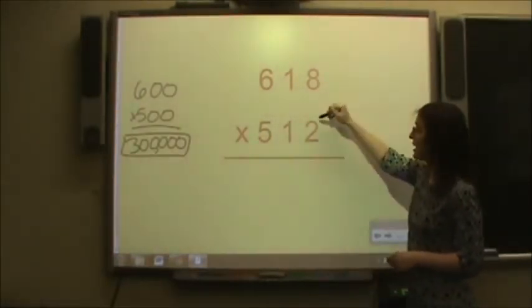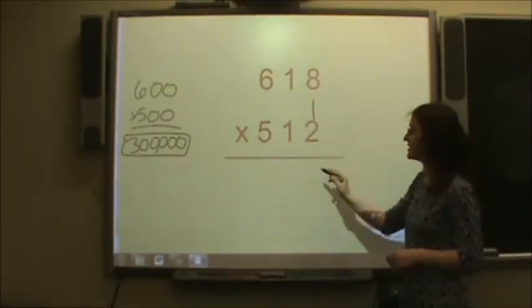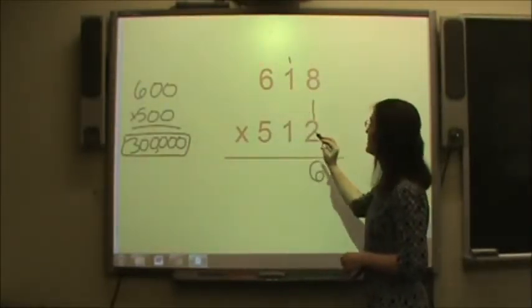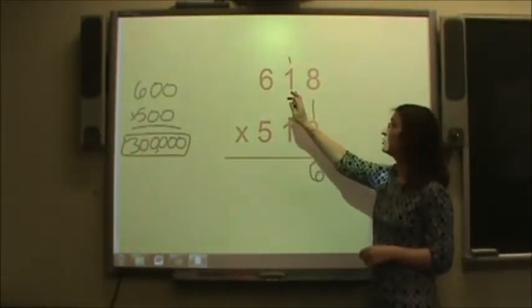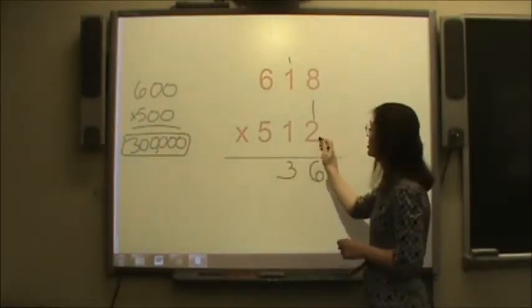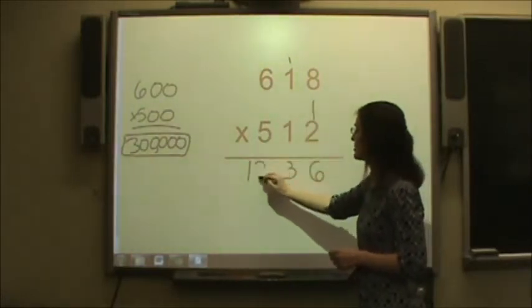And that's by multiplying my ones place times my ones place. So 2 times 8 is 16. Carry my 1. 2 times 1 is 2, plus 1 is 3. Don't have to carry anything. 2 times 6 is 12. I'm just going to put that down.